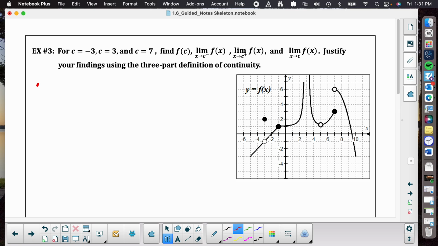18. Who's 18? Right there? Okay, we're going to do -3 first.